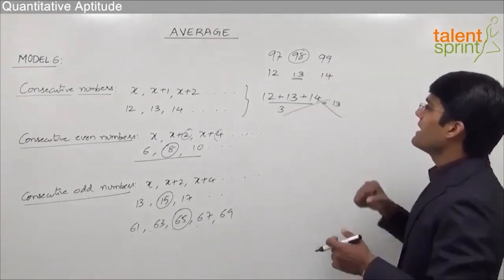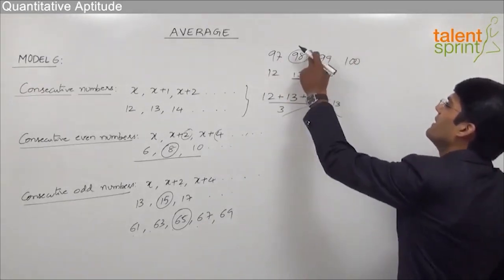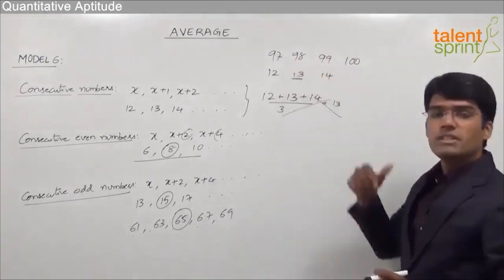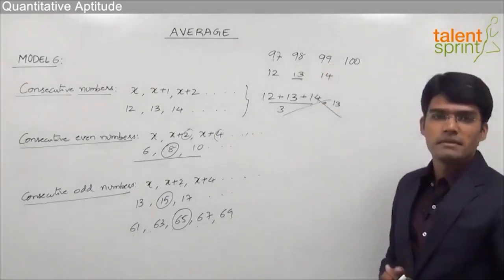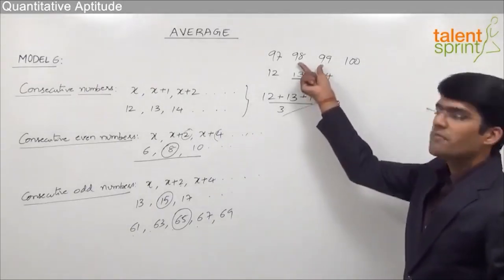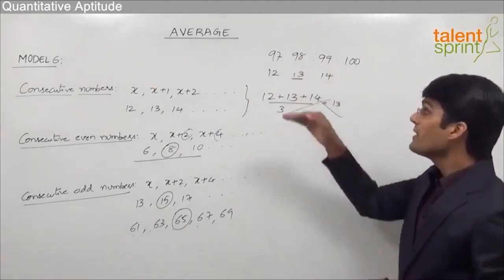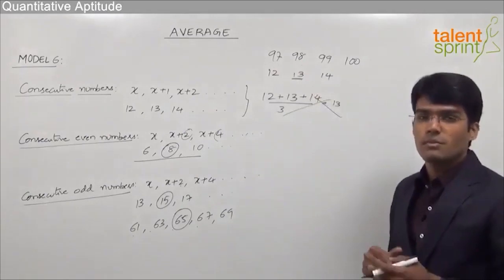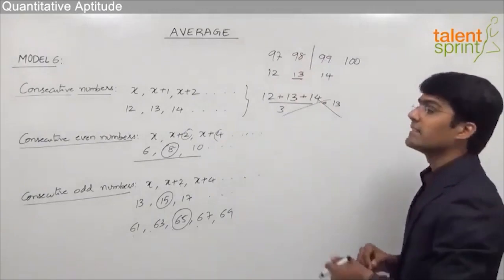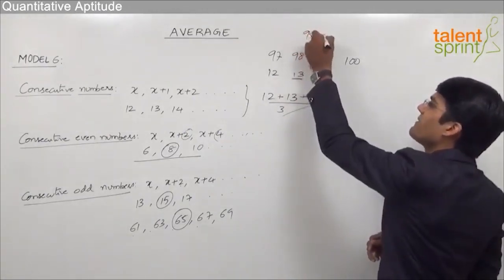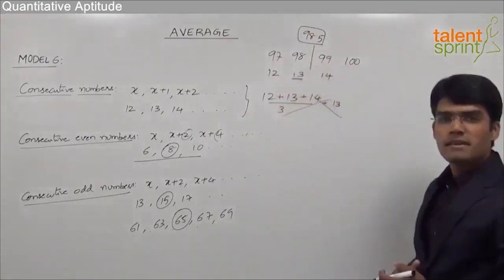For example, let's say the 4 consecutive numbers are 97, 98, 99 and 100. Now how to find out the average of these 4 numbers? As you can see here, we do not have one particular middle number. Instead, we have 2 numbers which form the middle, that is 98 and 99. So the average for these 4 consecutive numbers should be taken as the number which comes exactly in between 98 and 99. That is nothing but 98.5. So this is going to be the average for 97, 98, 99 and 100.